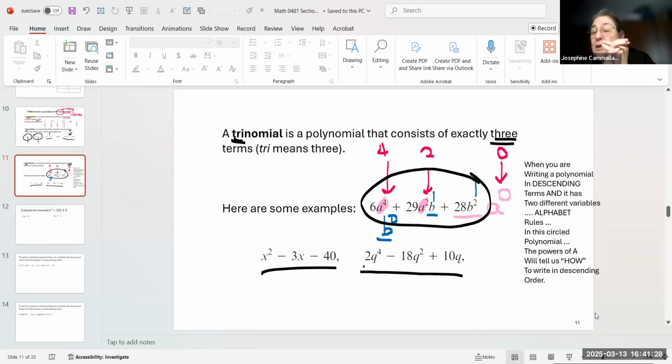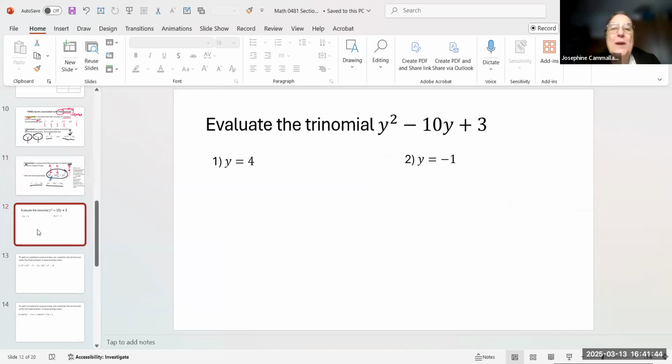In the circled polynomial, which means in the black circled polynomial, the powers of A will tell us how to write in descending terms. Okay? Now, fun part. We are going to learn how to evaluate. Now, some of you may find that the way I'm going to do it, because I kind of like to do it the wrong way, and there are some reasons that I do it this way, and you'll see why.